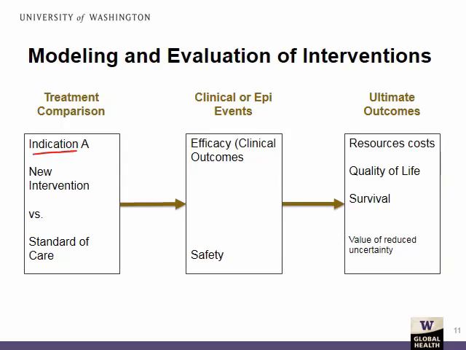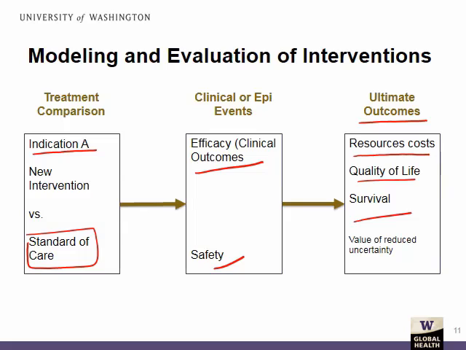You have A, which is a new intervention, and you're comparing it to the standard of care. And once you do the epidemiology, maybe it's in a trial, you measure efficacy, clinical outcomes, something like safety. And then you are interested in your evaluation in ultimate outcomes. And these ultimate outcomes include the use of resources, the quality of life, and the survival. And there's other dimensions like the value of reduced uncertainty, but this is what you're ultimately interested in.